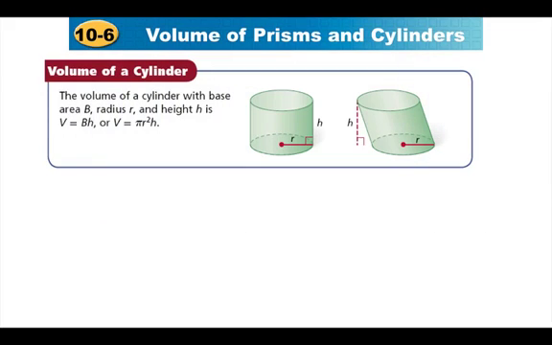Here's the next formula. This is how you compute the volume of a cylinder. Follow along. It says the volume of a cylinder with base area B and radius R and height H is volume equals the area of the base times the height. And again, these are the same formulas. In this case, the area of the base is a circle. That's why you see pi r squared times the height. And again, the height is always perpendicular to the base.